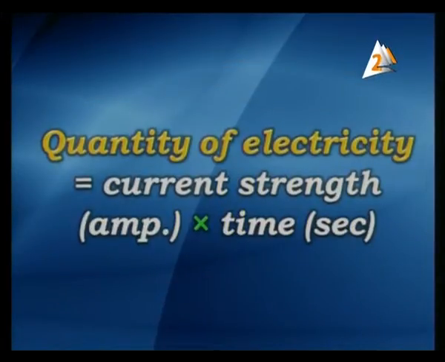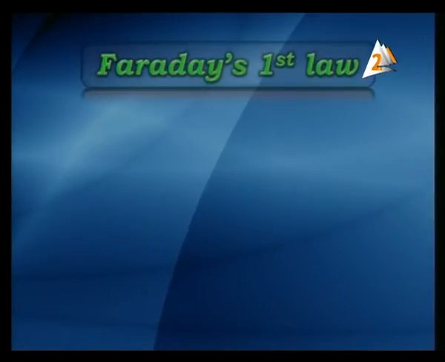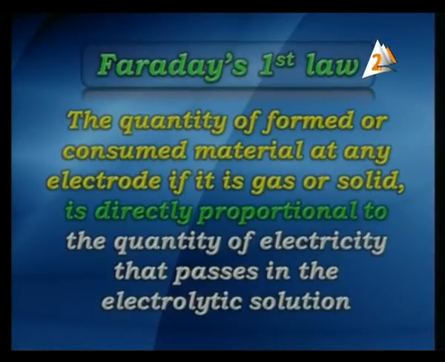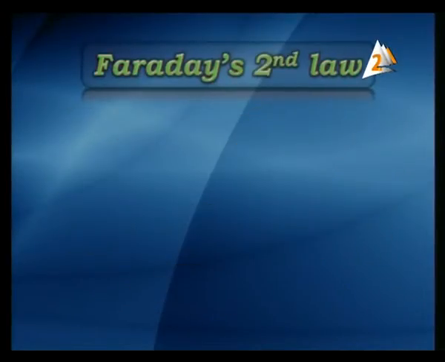Take a look. Here we have the quantity of electricity. It is equal to the current strength in amperes, or the current intensity in amperes, times what? Times the time measured in seconds. Faraday's first law, this is the definition. It states that the quantity of the formed or consumed material at any electrode, be it gas or solid, is directly proportional to the quantity of electricity that passes in the electrolytic solution. This is the definition for Faraday's first law.